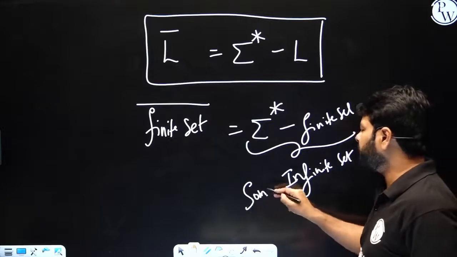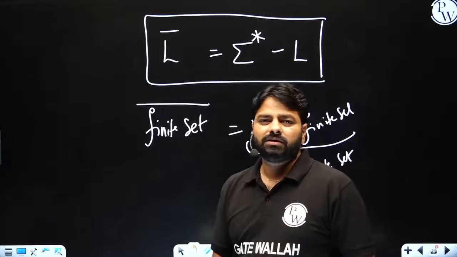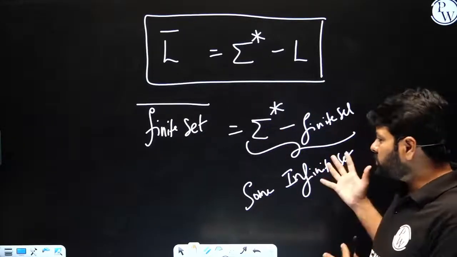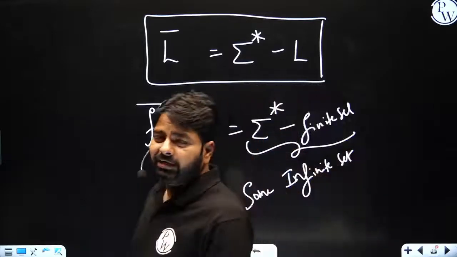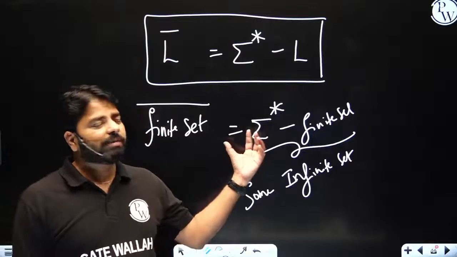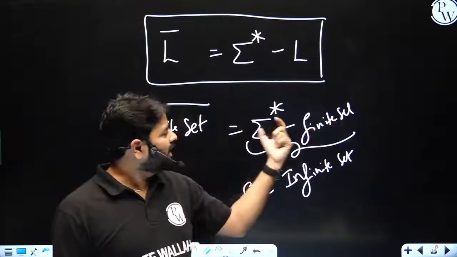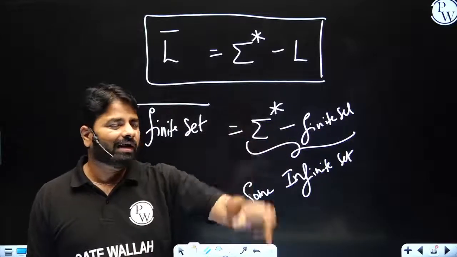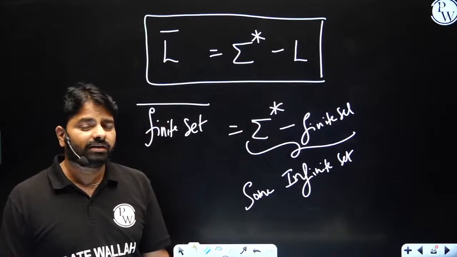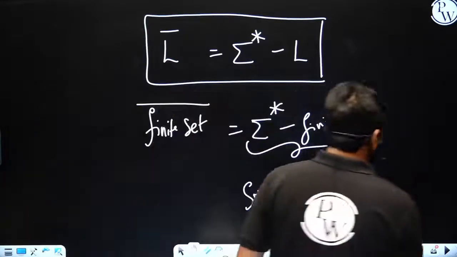Definitely some infinite set. A finite set's complement will never be finite because of the complement definition. In theory of computation, when we take the complement of a language, we subtract it from the universal language, right? Sigma star minus a given finite language will always produce an infinite language, because sigma star is infinite. The universal language is an infinite set. Now come to the conclusion.